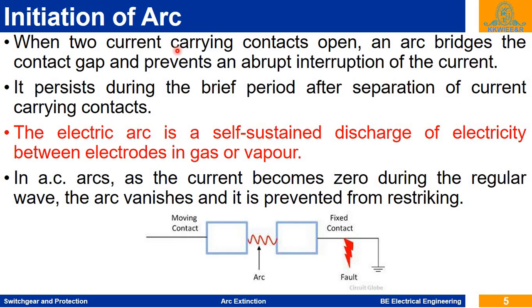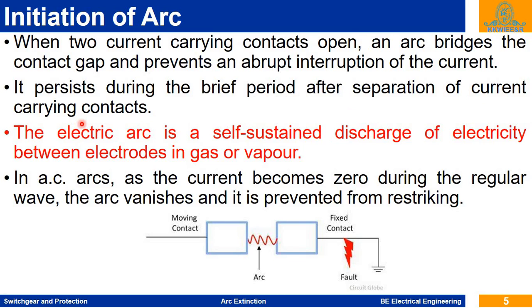So when the two current carrying contacts open, this is a fixed contact and a moving contact. When the circuit breaker is closed, these two contacts are pressed against each other by the spring force, so that the current flows through this contact of the circuit breaker during fault condition. When these contacts open, an arc bridges the contact gap and prevents an abrupt interruption of the current. It persists during the brief period after separation of the current carrying contacts.